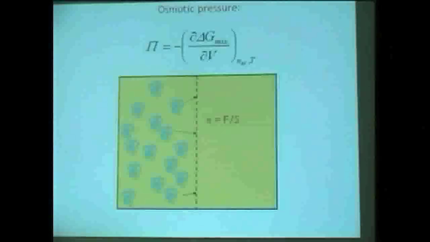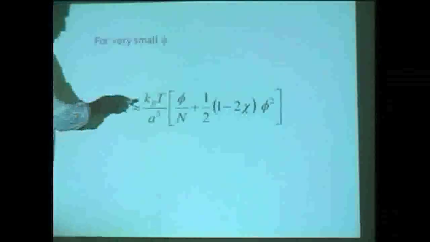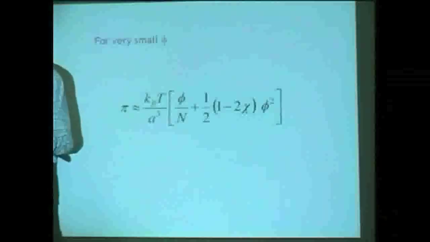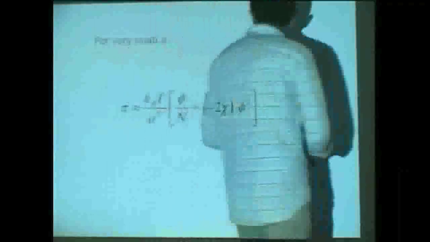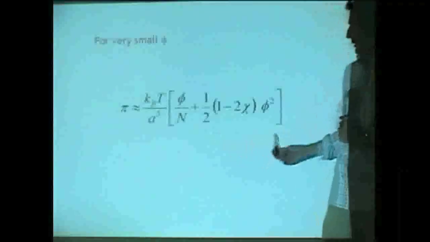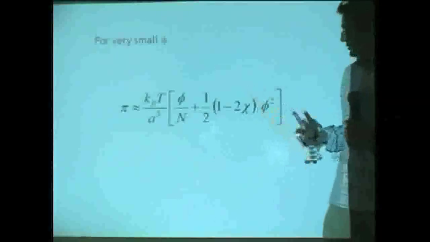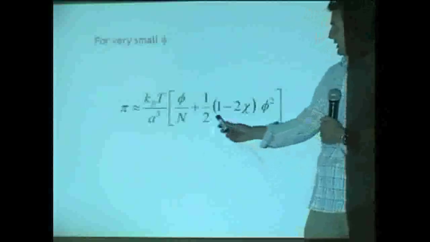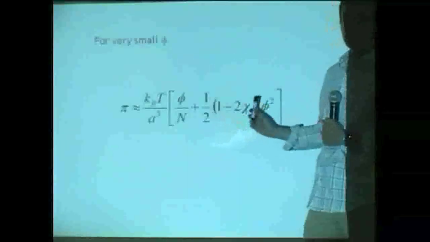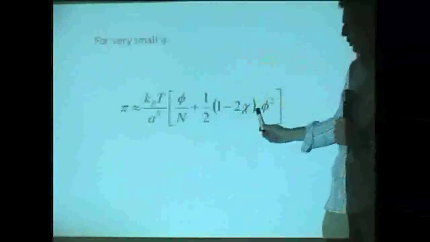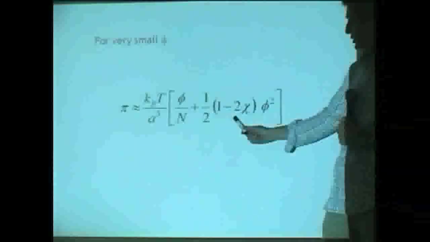So if we go back here now, this first term we completely understand. Now let's increase a little bit the concentration. If we increase a little bit the concentration, then you will go to a point where this term will no longer be negligible with respect to this one. This is logical if you increase phi. And you see that this term is weighted by some factor here, which is 1 minus 2 chi. So the sign of this term depends on the sign of this expression here.